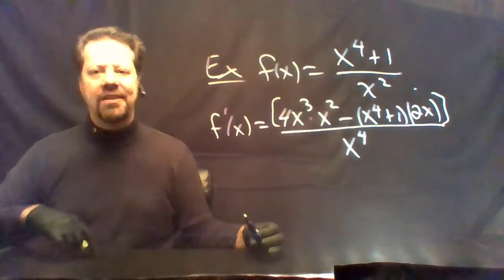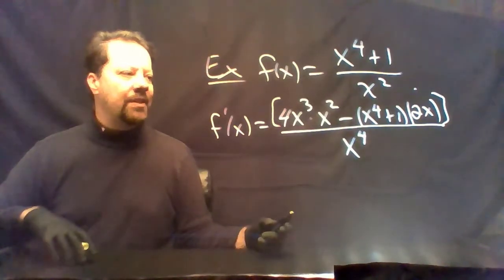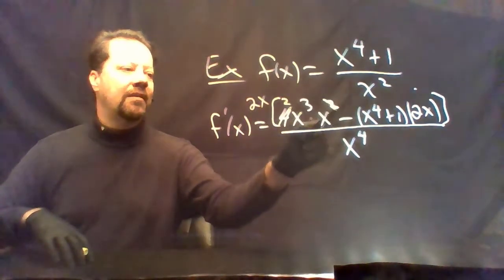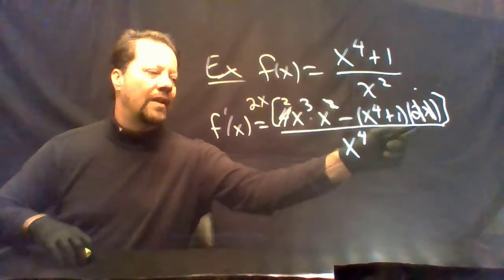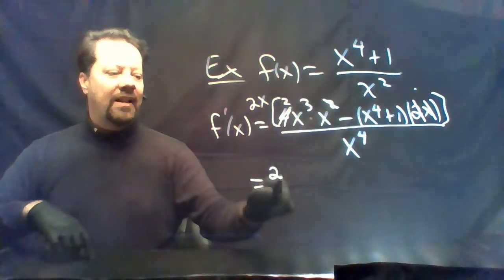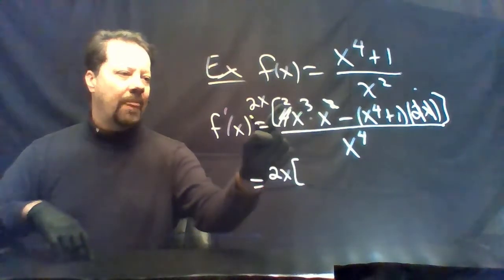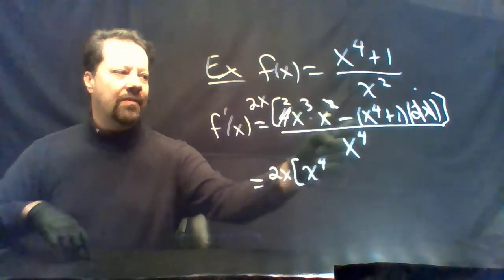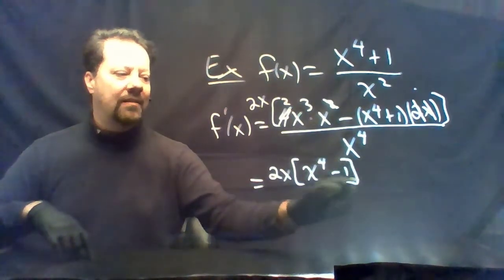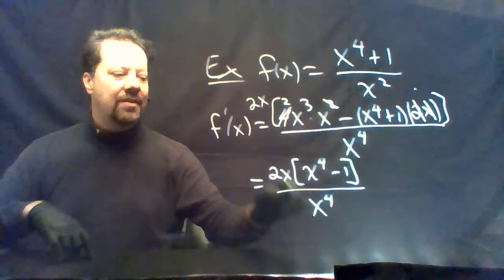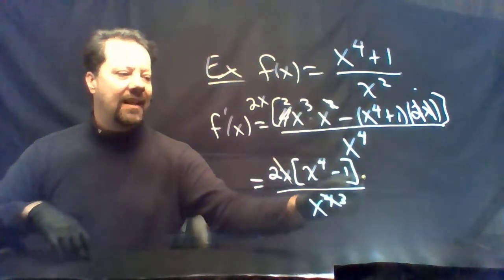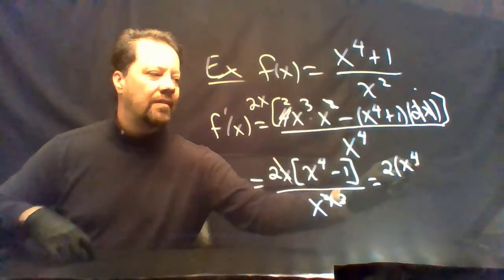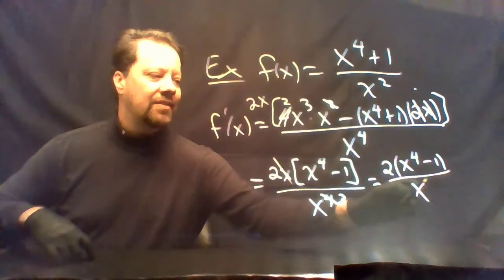We begin the simplification process by factoring the numerator as much as possible. We can take a 2x out. That'll leave a 2 here. Take one of those x's, a 2 and an x. We'll have the 2x times 2x to the 4th minus x to the 4th is x to the 4th minus 1 over x to the 4th. One of these x's cancels, and we have 2 times the quantity x to the 4th minus 1 over x cubed.